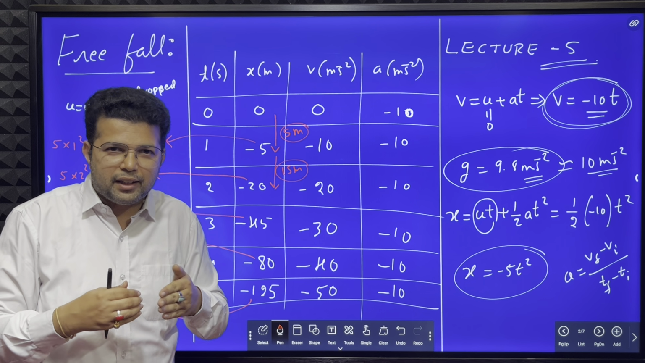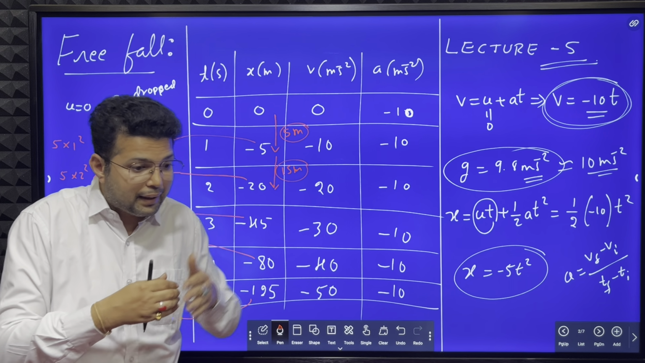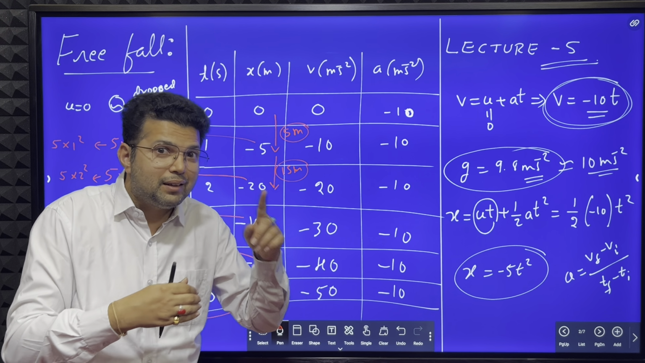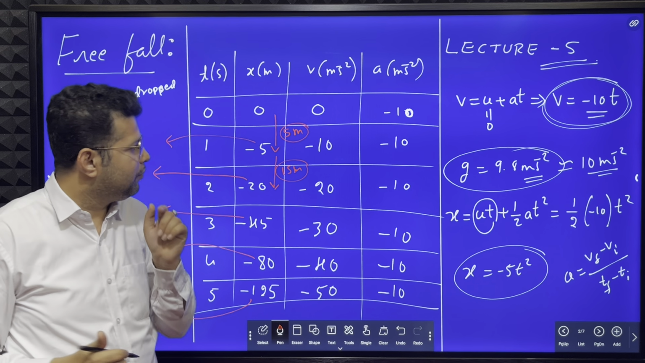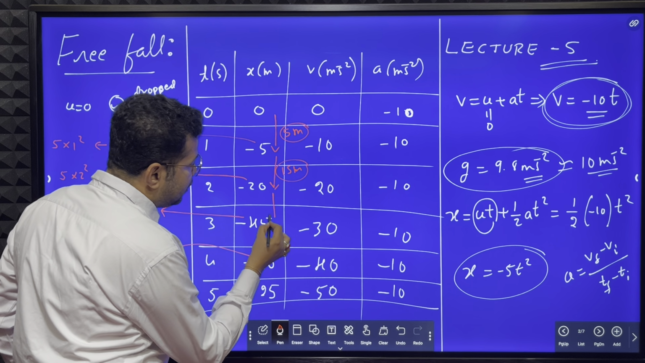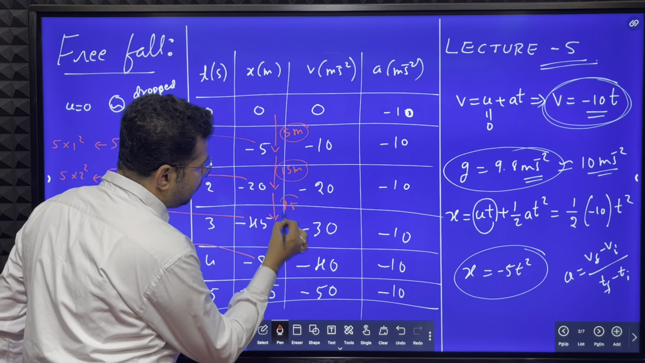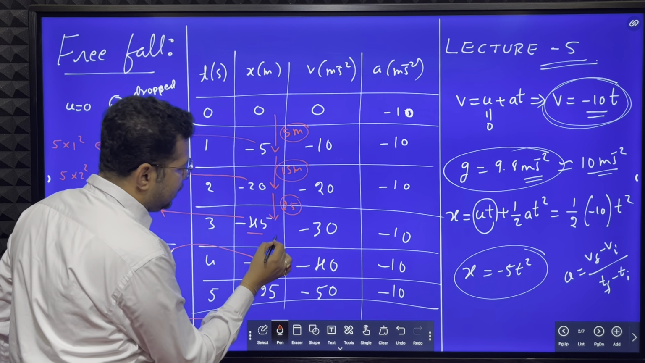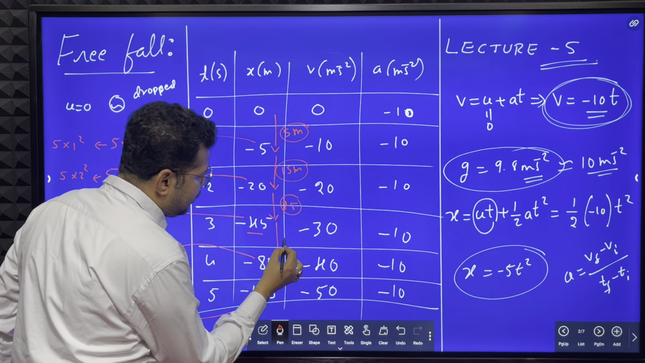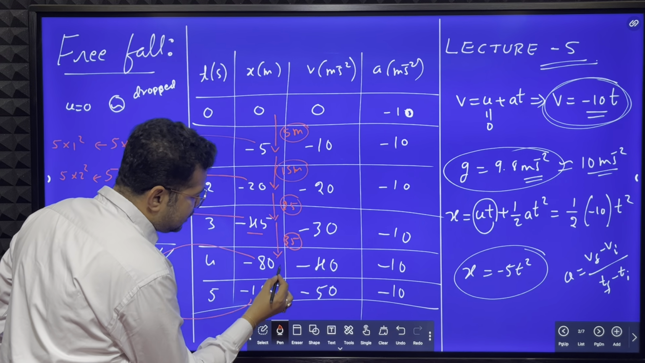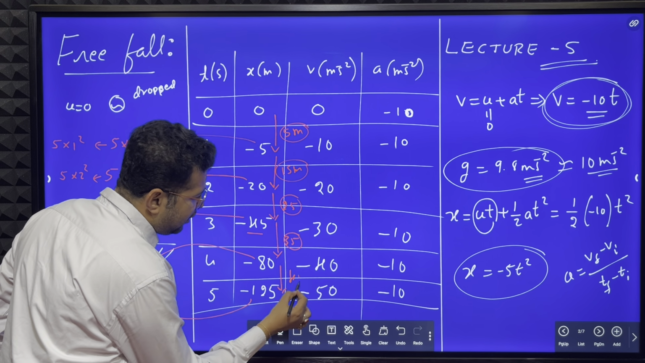Distance traveled in the first second is 5. Distance traveled in the second second is 15. Distance traveled in the third second is 25. See, 45 minus 20. Distance traveled in the fourth second is 35. Distance traveled in the fifth second is 45, and so on.